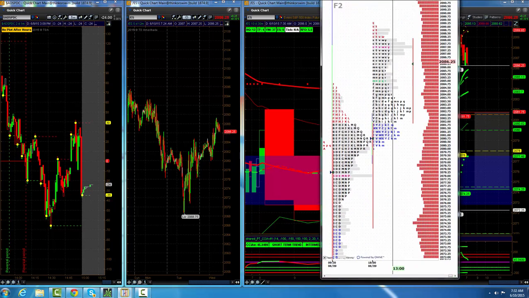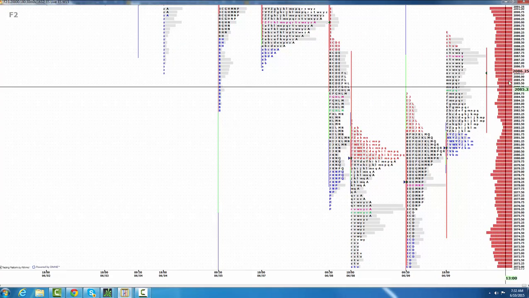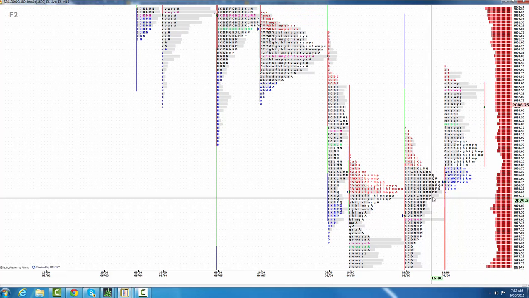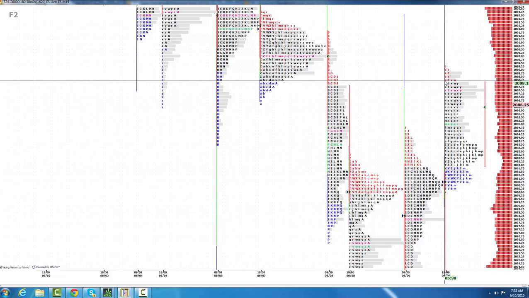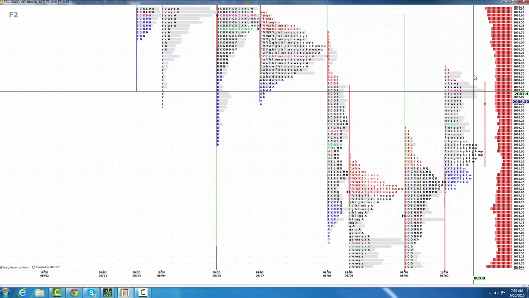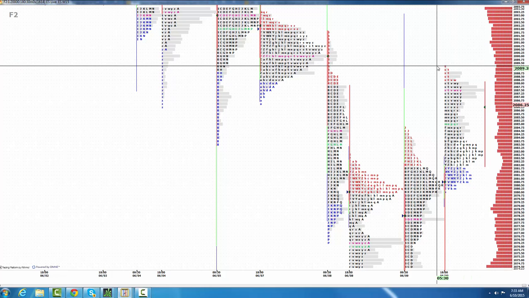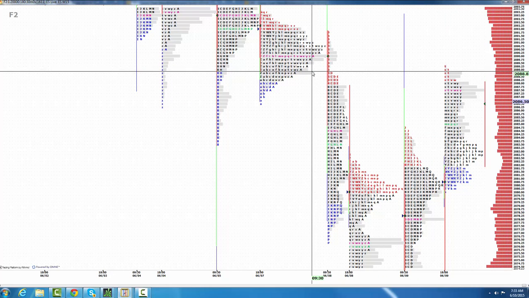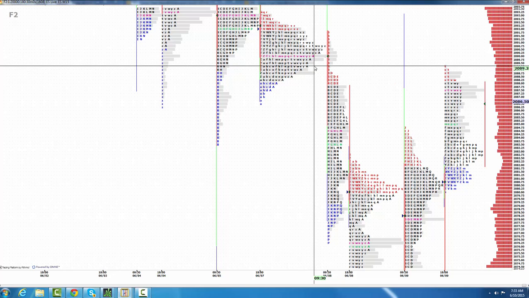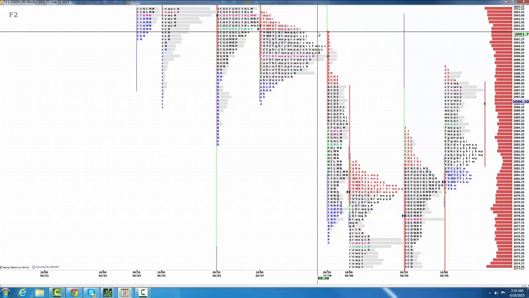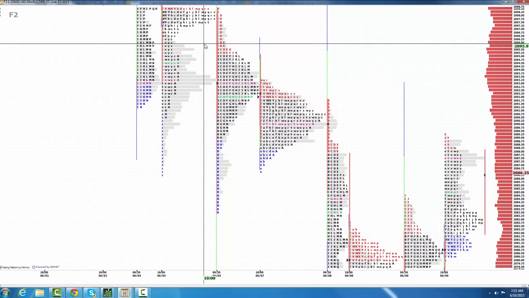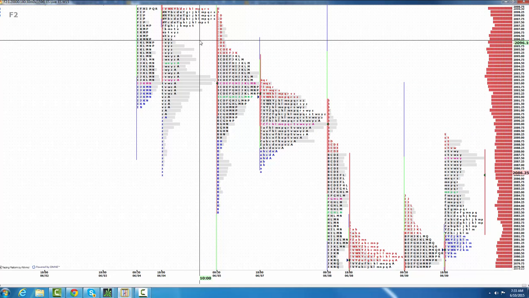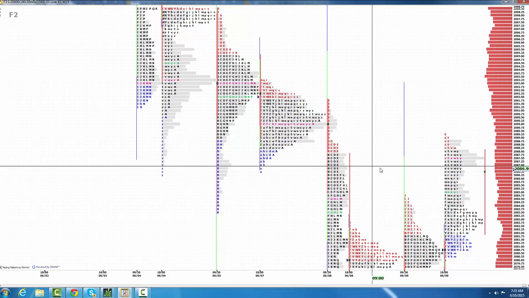Let's look at overnight action in the profile. This looks undone, unfinished to me, this low down here at 2079 or 2080 even. Also, these gray areas tell me that we're going to spend more time up here, and this is at 2089 quarter. We've got single prints above here, from 2089 quarter up to 2091.75. We've got very high volume nodes right up in here, and we also have single prints from 2096 up to 2098.